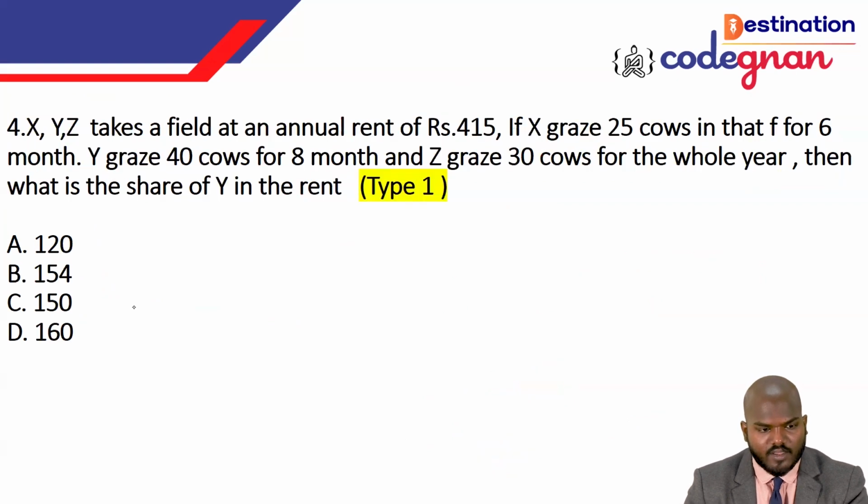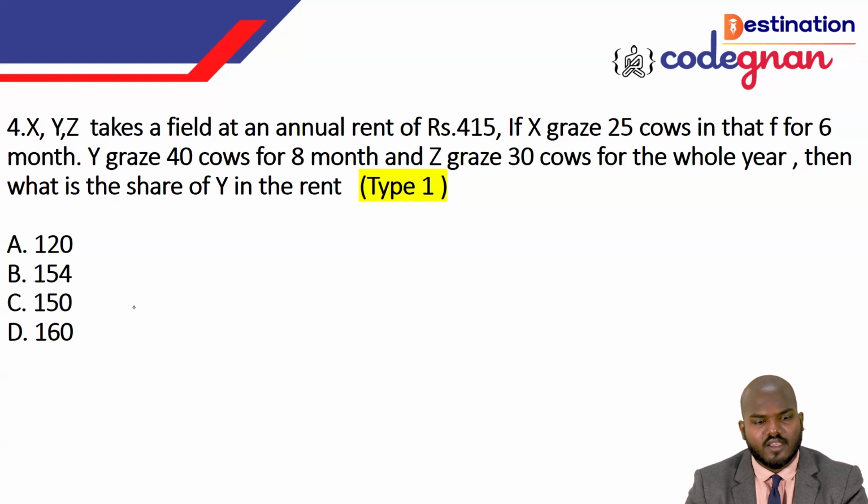We'll move to the next one. So X, Y, Z. Okay, you see this one, X, Y, Z. It takes a field at an annual rent of 41 rupees. If X grazes 25 cows in that for 6 months.